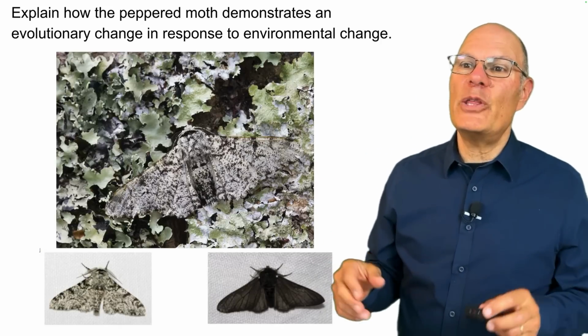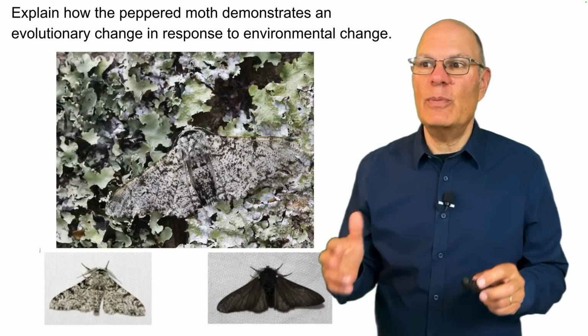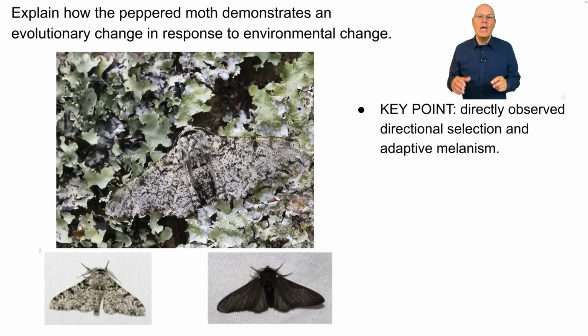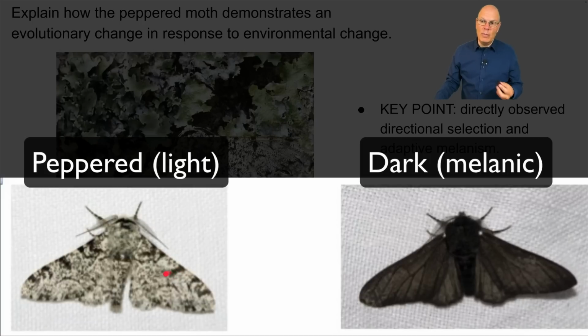Explain how the peppered moth demonstrates an evolutionary change in response to environmental change. The key point about the peppered moth is that it provides science with a directly observed example of directional selection and adaptive melanism in response to an observed change in the environment. The peppered moth comes in two forms. There's a peppered form, mostly light colored, and a dark form.